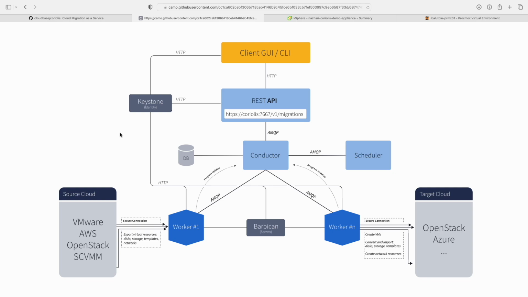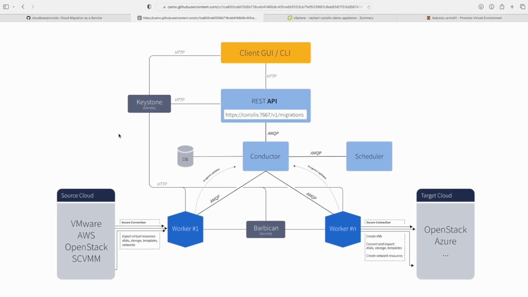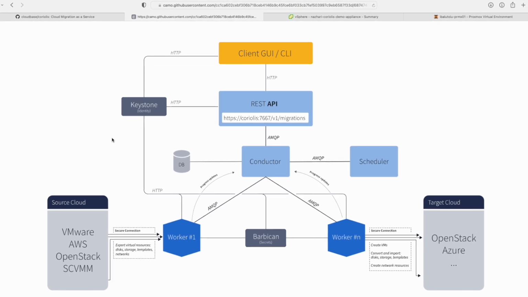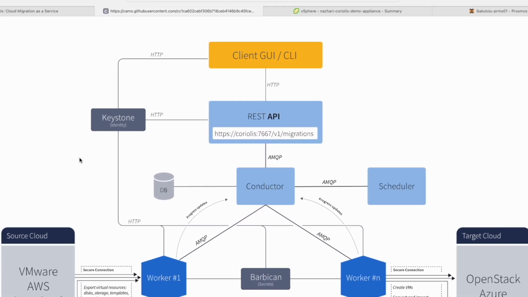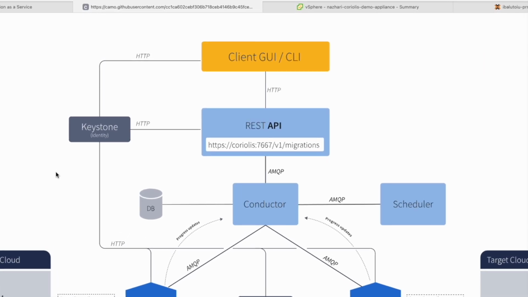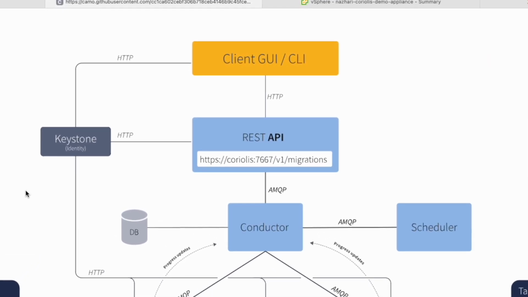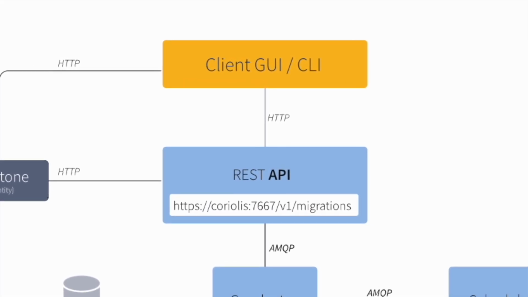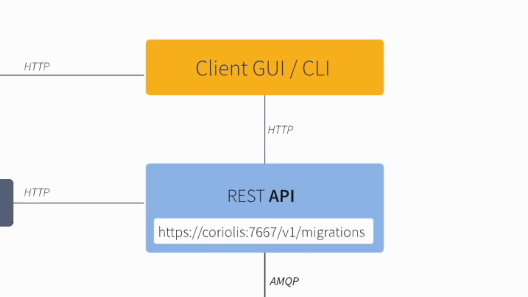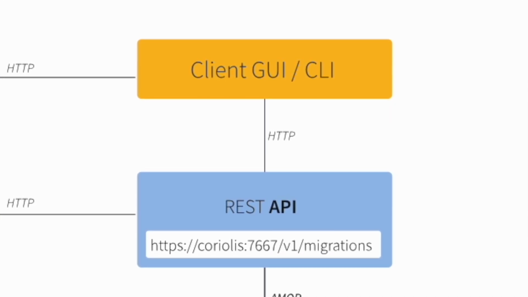small and large. As such, Coriolis features a microservice-based architecture with a number of independently scalable components working together to facilitate transfer operations. First, there's the API service, which offers an easy-to-consume HTTP-based REST API clients can tap into. Coriolis also comes with both a user-friendly command line client and web-based graphical user interface to facilitate the creation and management of transfer operations. We'll be using the web-based graphical interface later in this video.